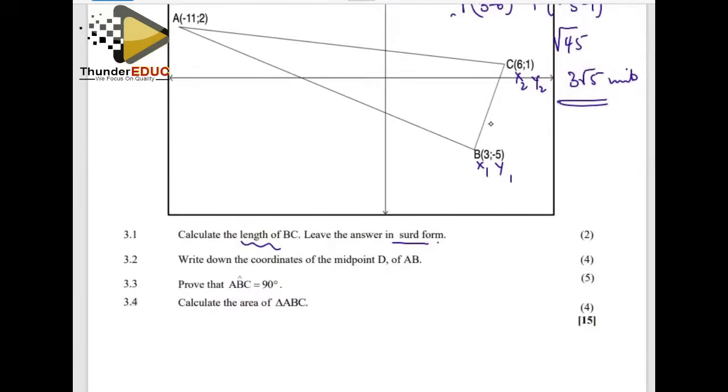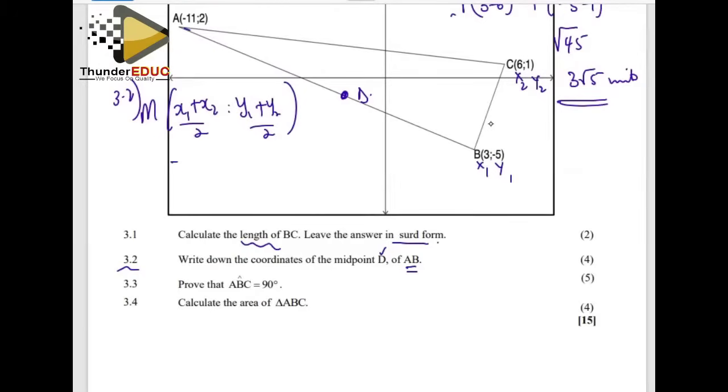All right. Then 3.2, they want us to get the midpoint D of AB. So there is a point D here, which is the midpoint. So how do we get the midpoint? The formula for midpoint is (x1 plus x2) divided by 2, (y1 plus y2) divided by 2. Please, midpoint, we plus the points. Distance, we subtract the points.